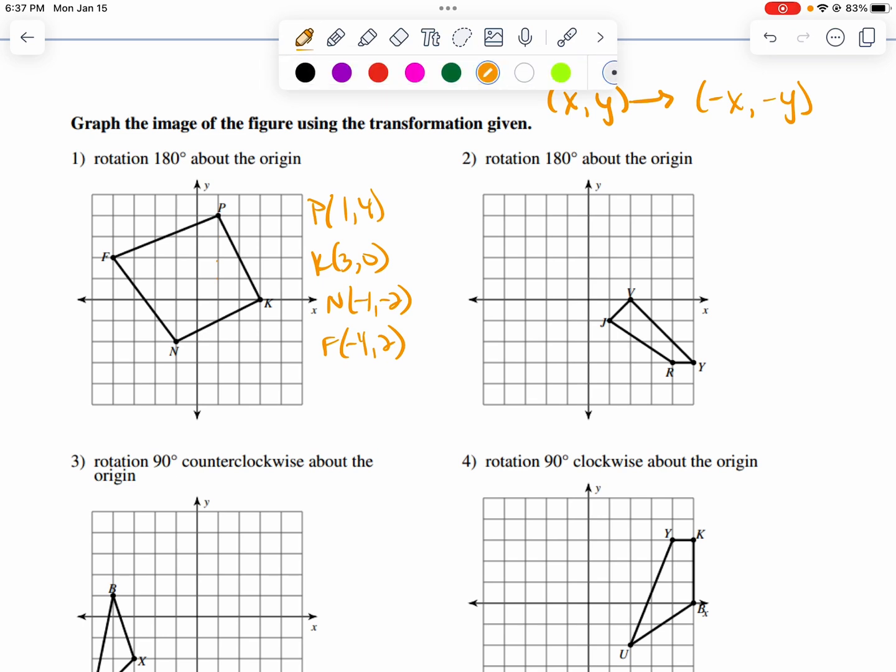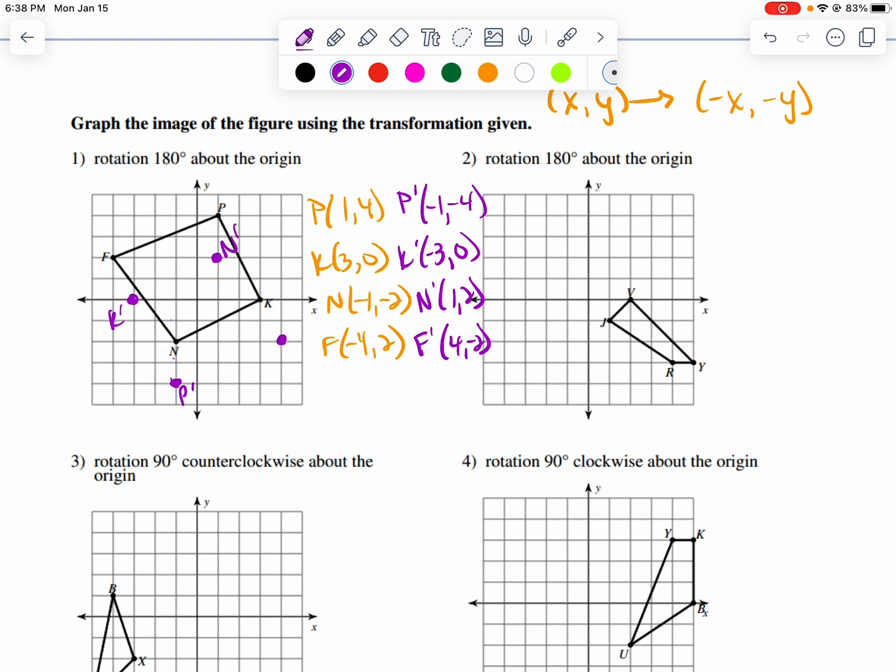Okay, so I'm going to change the colors here just so we can see. So P prime, we want the opposite of x, so negative 1, and the opposite of y. For K, K prime is going to be negative 3, 0. N prime is going to be 1, 2. And then F prime is going to be 4, negative 2. Okay, so let's graph that. So negative 1, 1, 2, 3, 4. So here's P prime. Negative 3, 0 is K prime. N prime is at 1, 2. And then F prime is at 4, negative 2.